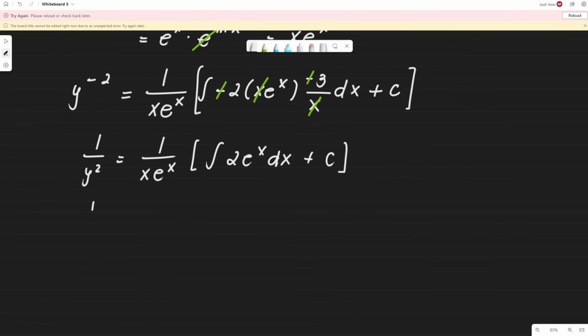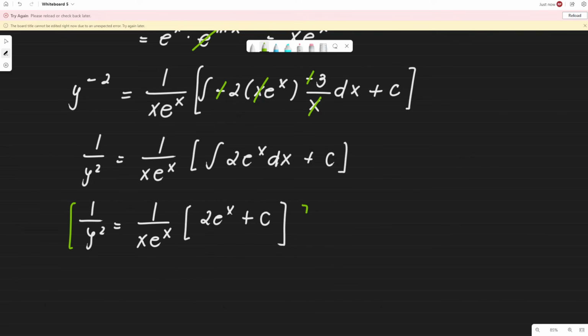So we'll have 1 over y squared is equal to 1 over x e raised to x times 2e raised to x plus c. Then, as you can see, we have e raised to x here, so the e raised to x will cancel when we distribute. However, an x is left. So what we can do is just multiply x on all terms, so that at least only e raised to x is what we distribute.